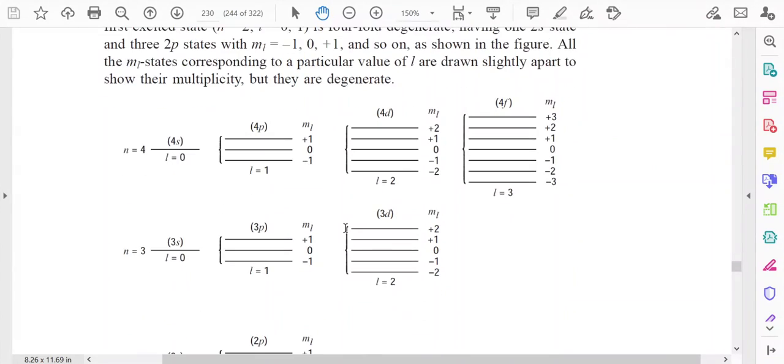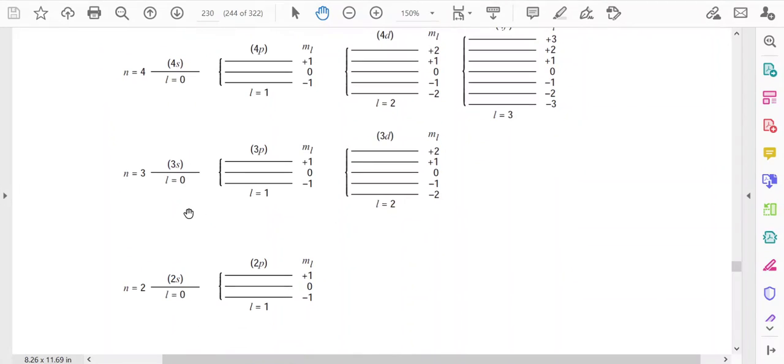So, let us see some figure, then it will be clear. For example, suppose n is equal to 3. So, for n equal to 3, L will be 0 and L will be 1 and L will be 2. Again, these states can be classified in this way. For L equal to 0, there is no more subdivision. So, it is only one state. We are using 3 because n is equal to 3. L equal to 0 means S state. That is why we are writing 3s. 3 means n equal to 3.